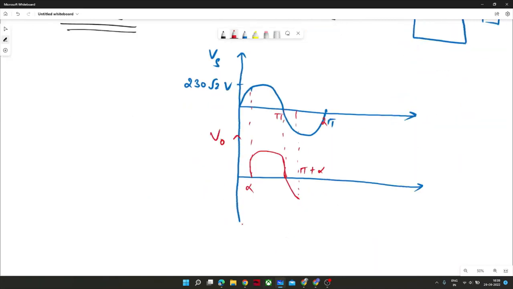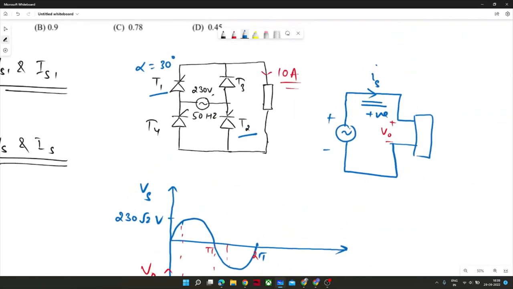Fine. So for calculating the waveform of IS, we all know IS could be in two forms. Either it could be I naught or minus I naught. Why? Because this load is directly connected to the supply. When T1 and T2 conduct, this current will flow in this manner, T1, T2, and it will connect the load in this manner.